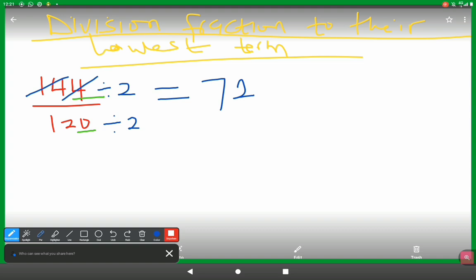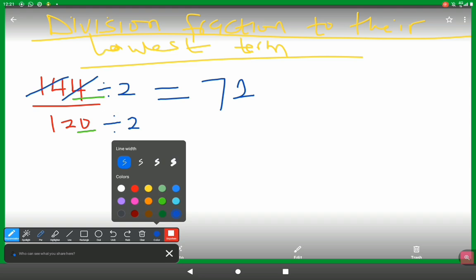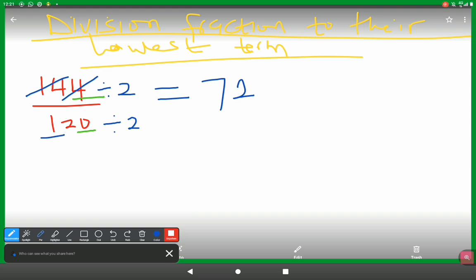Alright? So let's go to the denominator. 1 cannot be divided by 2, so I'll make it 12. 12 divided by 2 is 6. So I'll be left with 0 there. 0 divided by 2 is 0. So that means 120 divided by 2 will give you 60. So I have 144 over 120 to be 72 over 60.